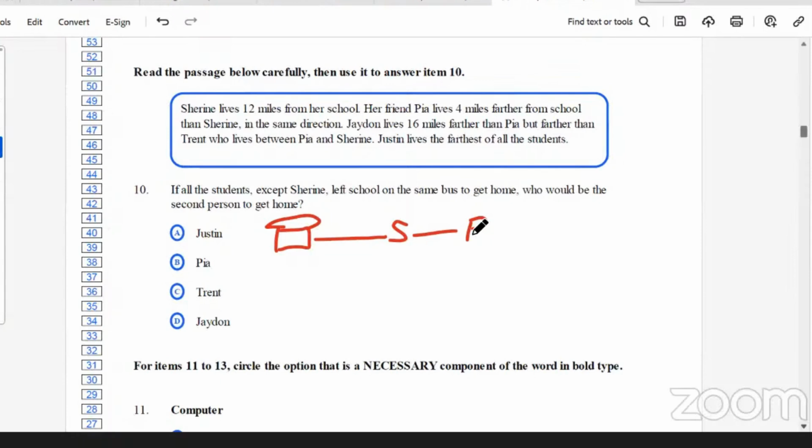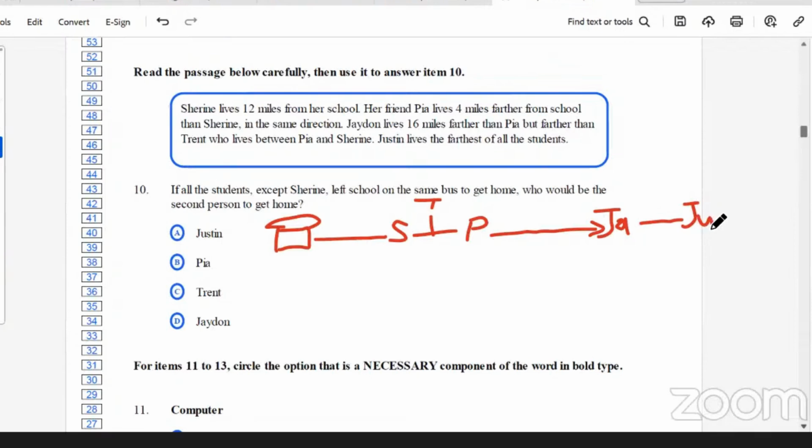All right, so let's deal with Jaden first. So Jaden lives 16 miles farther from Pia. So I'm going to put Jaden here. And then it says farther than Trent, who lives between Pia and Shireen. So between Pia and Shireen, there's Trent. So Trent is here. Okay. And then it says Justin lives the farthest. So I'm going to put Justin here.